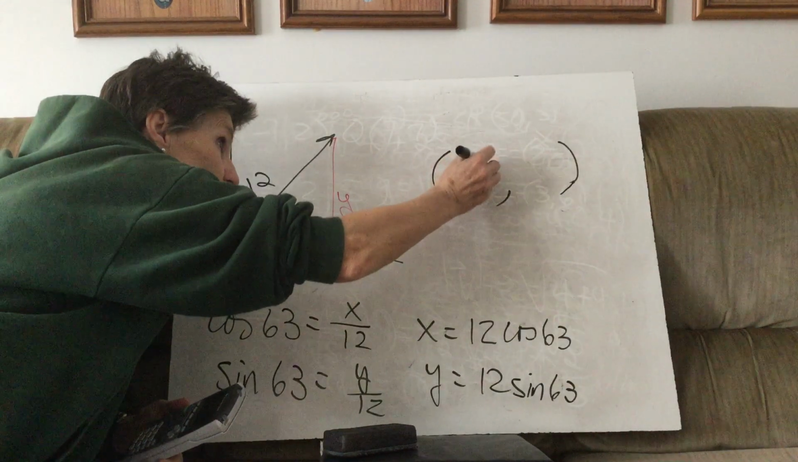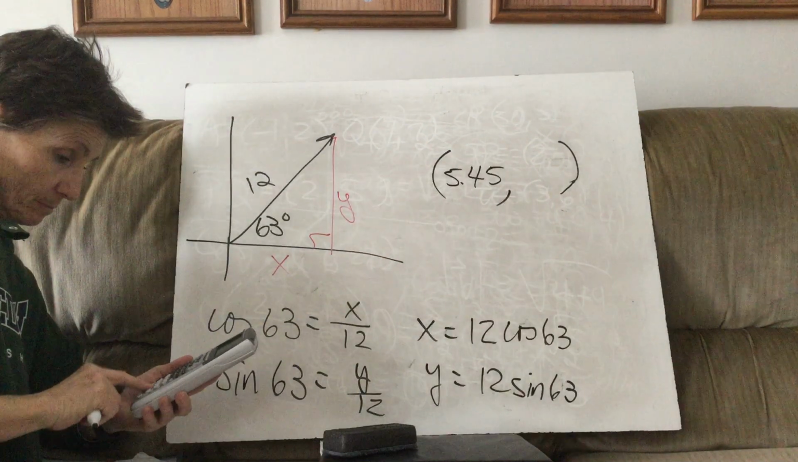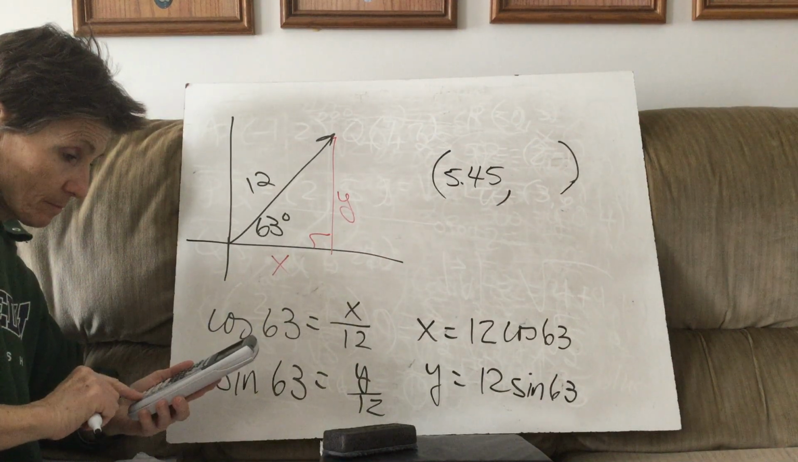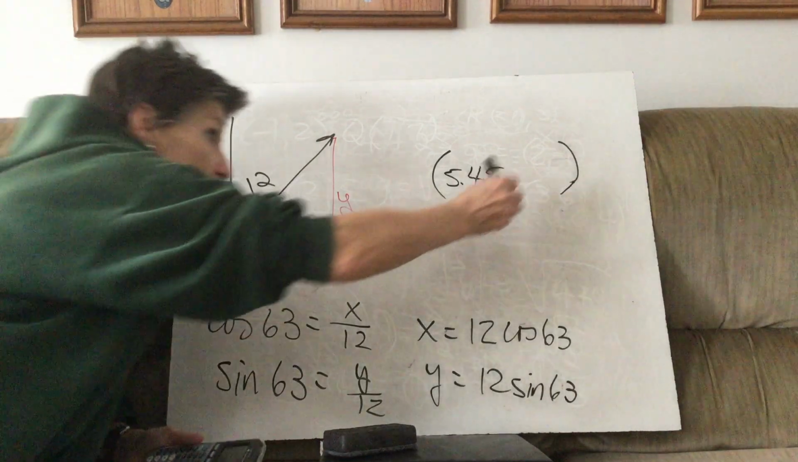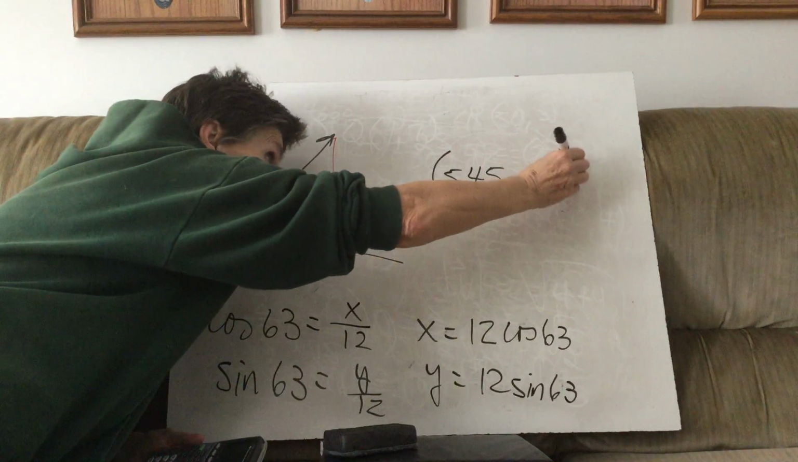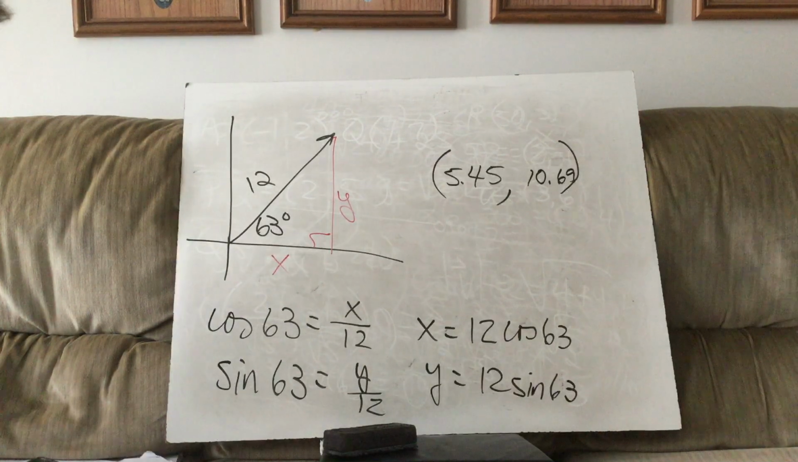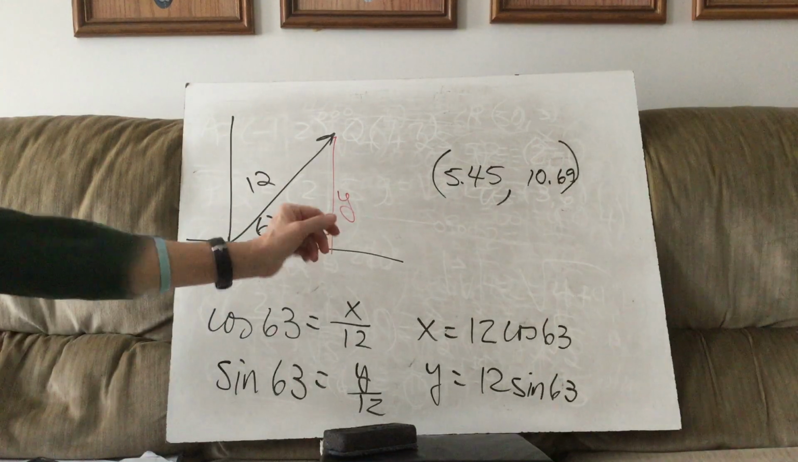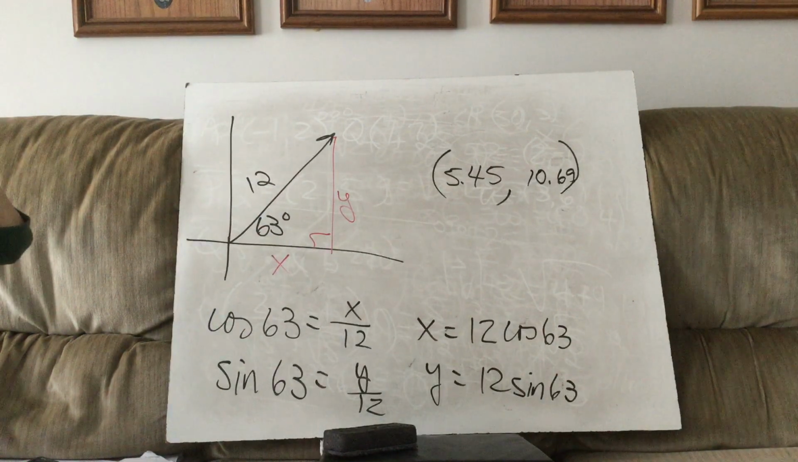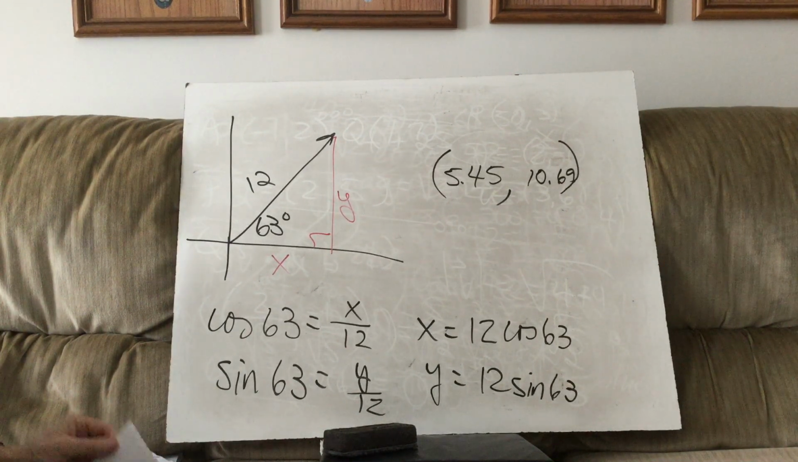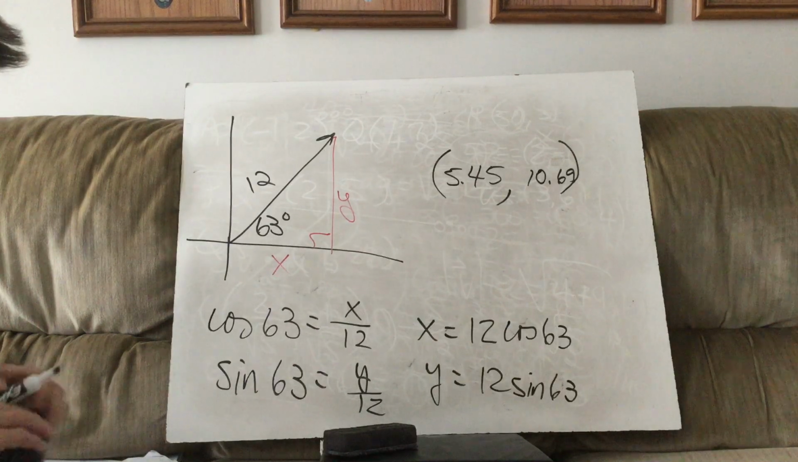5.45 and 10.69. Now these are the ones that you do have to pay attention to, positives and negatives. So you will want to look very carefully at your picture, but I think we're good this time because we're in quadrant 1. And in quadrant 1, everything is positive. So we're good. Perfect.